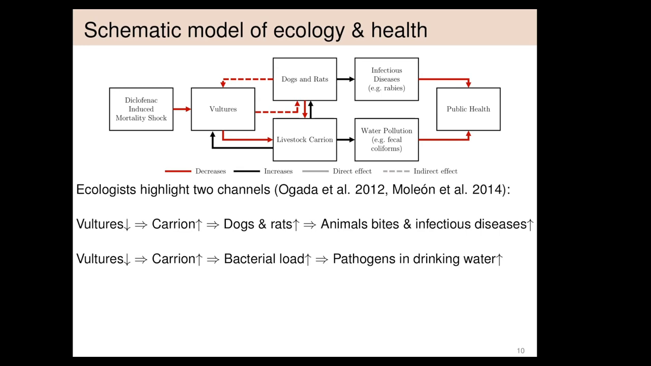And dogs and rats carry many infectious diseases. Dogs in particular are a massive reservoir of rabies. India is in a way the global epicenter of rabies. And animal bites transmit a lot of different infectious diseases. So having more dogs and rats, now that there's less competition over the food supply, would potentially mean more infectious disease spread, yet another negative impact on public health. But obviously there are a lot of arrows here going in circular directions. This is a hard system to disentangle.